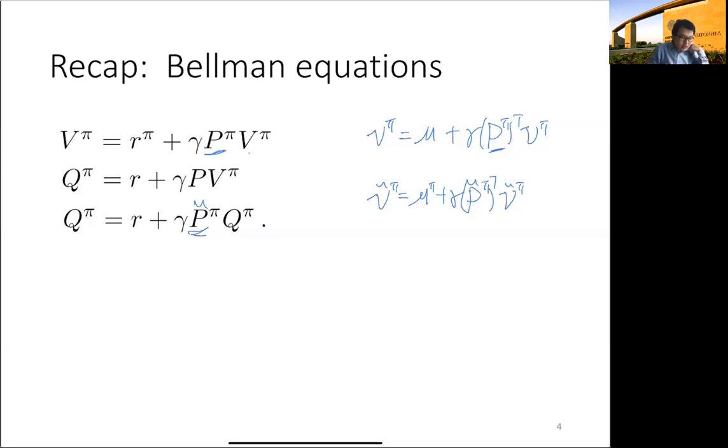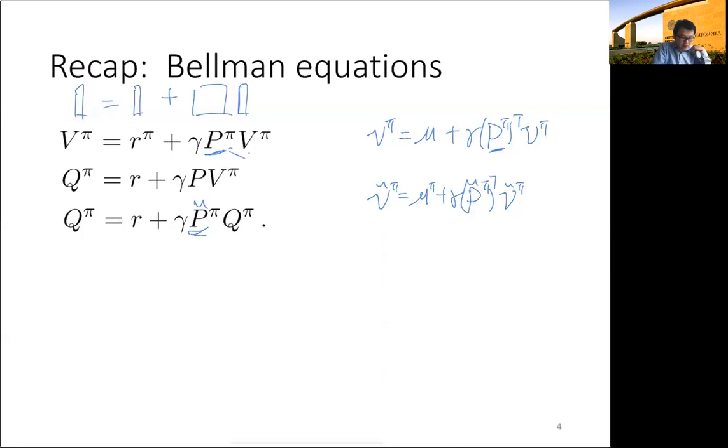Okay, so these are like a linear system of equations. So it looks like that, plus a matrix multiplying with V. So this is what these equations look like. I'm using the superscript pi to denote that this is a state transition induced by taking action according to policy pi, right?